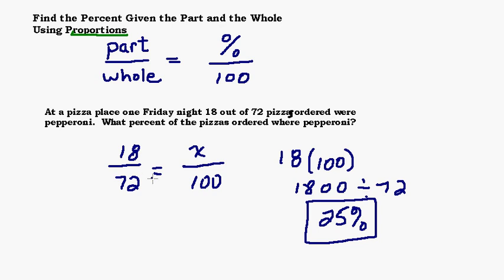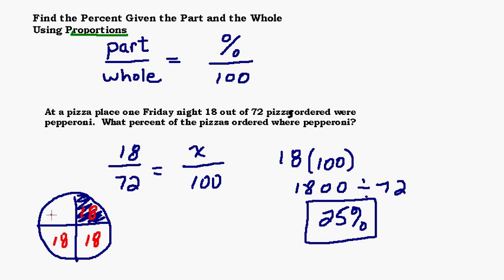Now, does that make sense? I haven't talked about this in the previous examples, but you should always go back and see if your answer makes sense. So 25% would be exactly 1/4. And we've got 18 out of 72 pizzas ordered that were pepperoni. So what we're saying is 1/4 was 18. So that should mean that 18 times 4 is 72. And it is. So that would mean 25% is definitely a reasonable answer. And it is actually the correct answer.